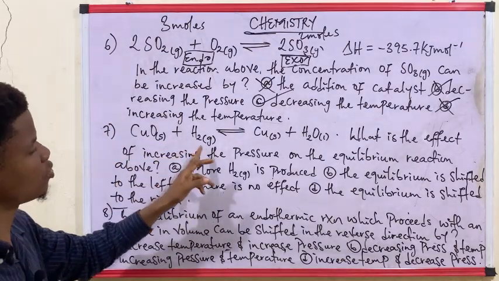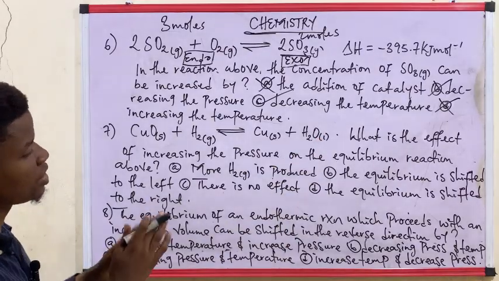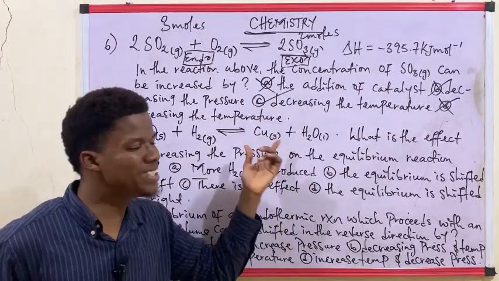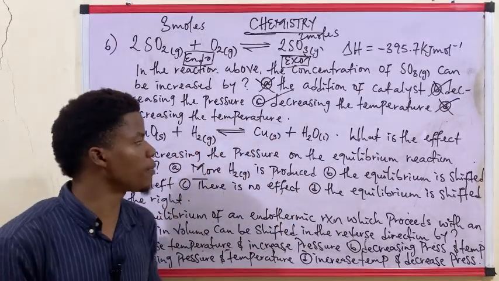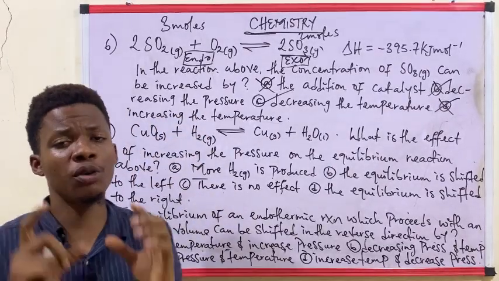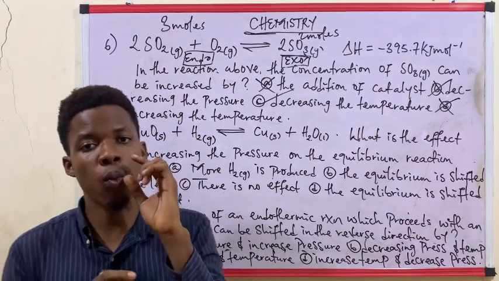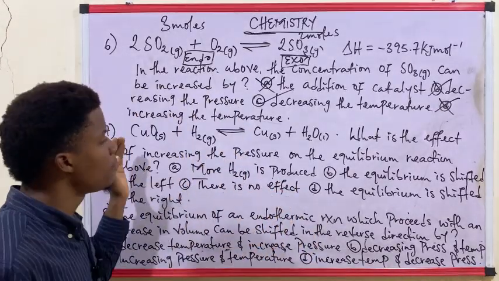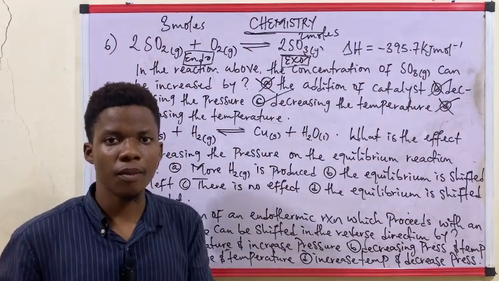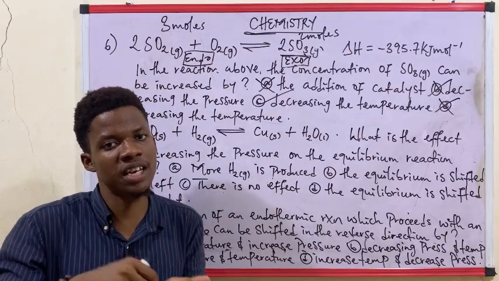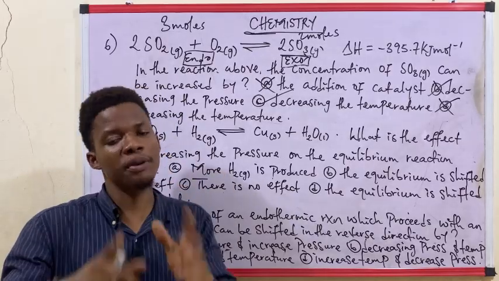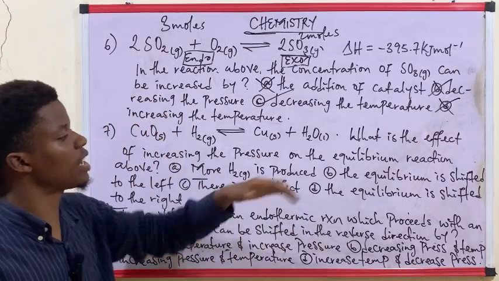Question 7. CuO solid plus H2 gas then gives solid. What is the effect of increasing the pressure on the equilibrium reaction? Now, increasing the pressure cannot affect this equilibrium reaction. Why? Remember I told you, before you use the effect of pressure, you need to consider one simple thing, and that is to check through your reactants and your products. Are all of them in the gaseous state of matter? If yes, then pressure can have effect. If no, pressure cannot have effect. So all of them are not in the gaseous state of matter.